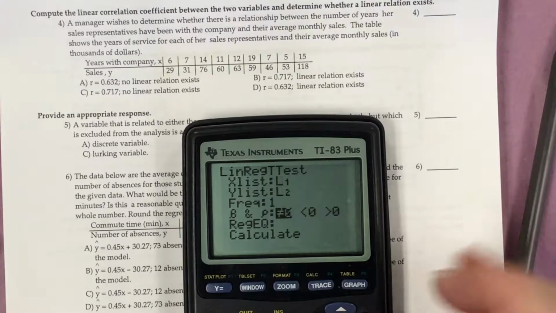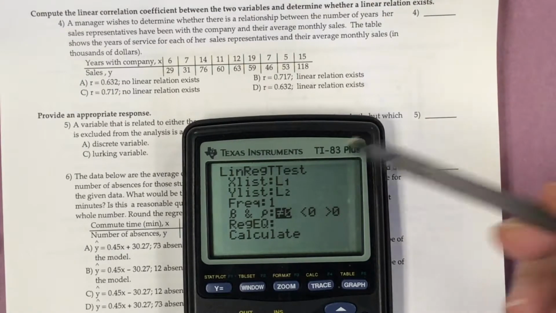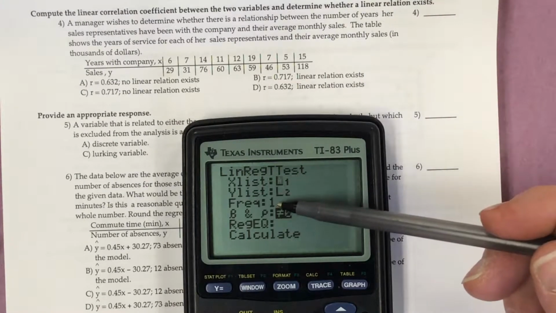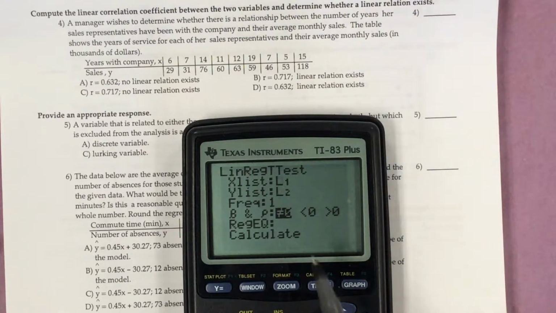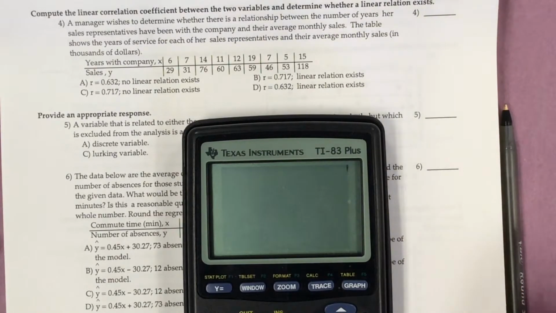You shouldn't have to change anything here, but there are certain things you want to make sure are in place. You want to make sure your information is in list 1 and list 2, like it has been for me. You want to make sure to just leave the frequency as 1, and you want to make sure that this portion here where we have rho, that it's set to be not equal to 0. And I won't go into the specifics at this time. It's really not necessary for the calculation here. As long as you have all those in place, we can go ahead and press calculate.